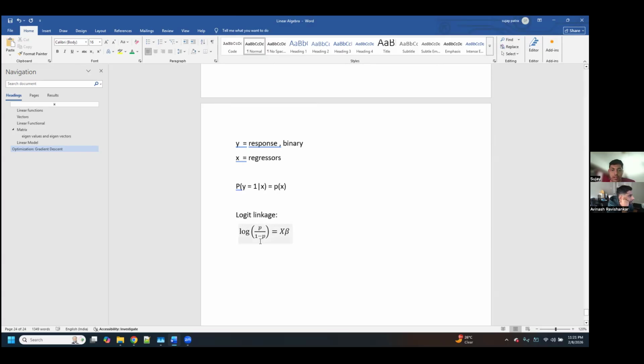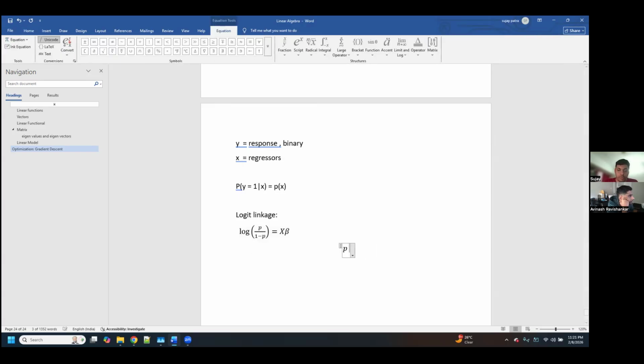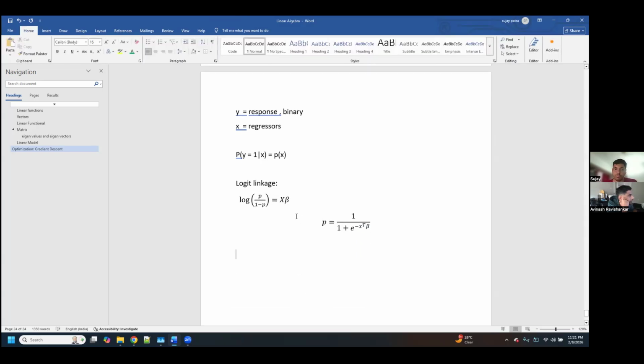Now this will tell you that P will be 1 over 1 plus e power minus x beta. So x transpose beta. Now I have to calculate this for every data point. So every point will have an x and I will have a y.